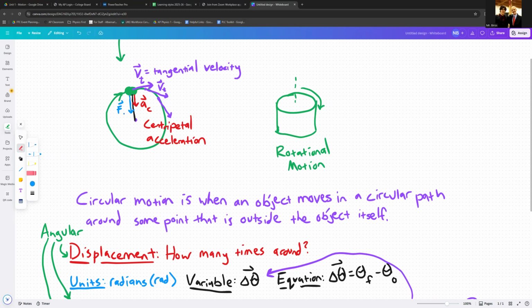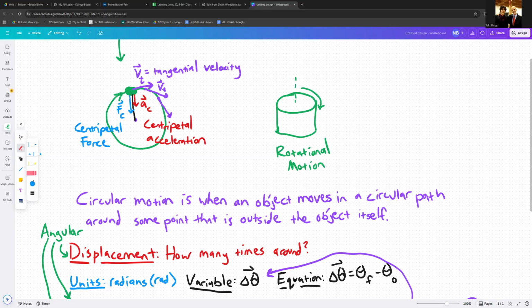Okay, so we're going to call this FC. A centripetal force is a force that acts inwards directly towards the center of the circular motion. That inward force is centripetal.